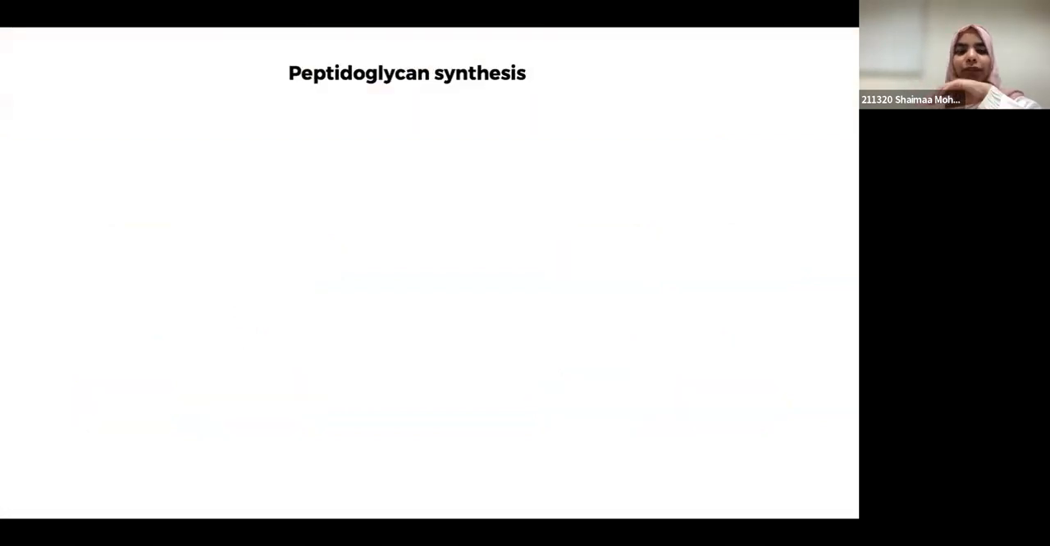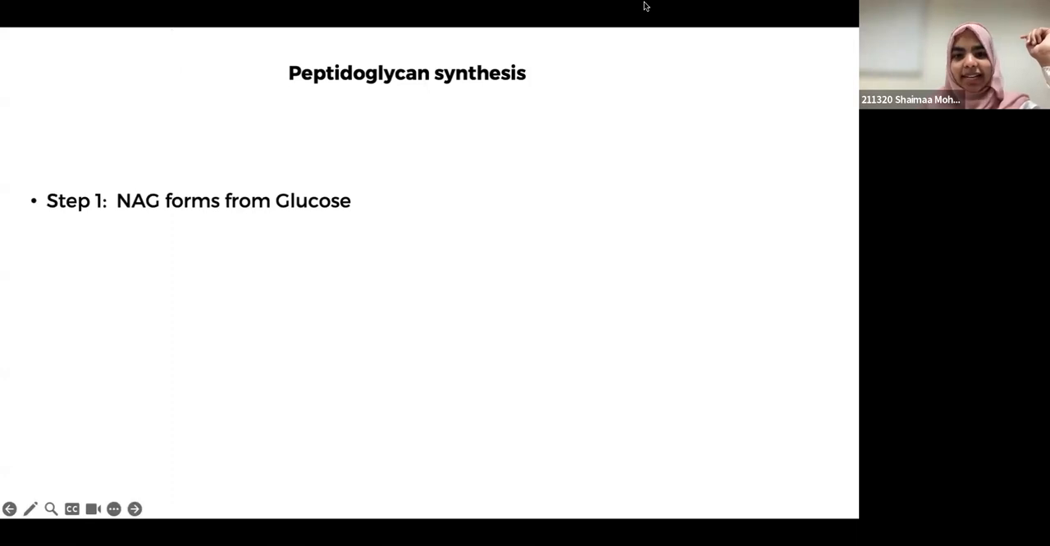So now I want you guys to tell me the steps, like the first step, the second step. I'll give you the first step, which is NAG forms from glucose. Then what happens? Go. You can unmute yourself if it's too long to type. Does NAG to NAM form immediately? What happens first?